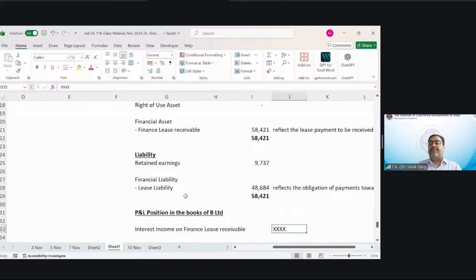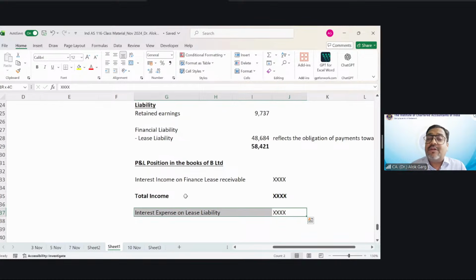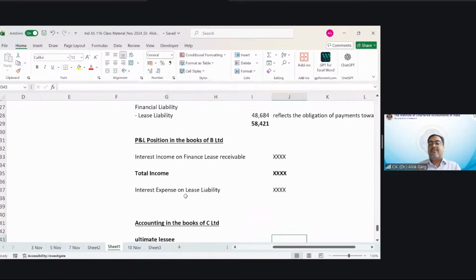Right. What is the P&L position? Whatever is the interest income, right? Since B Limited has recognized the finance lease receivable, B Limited will recognize interest income every year, right? So interest income, and then interest expense on the liability which he is paying. Okay. So interest expense on the lease liability, interest income on the finance lease receivable.